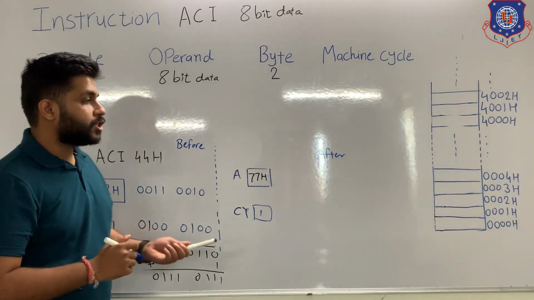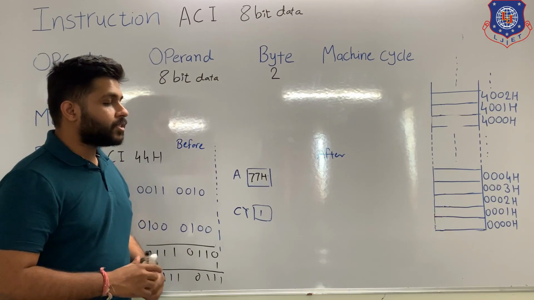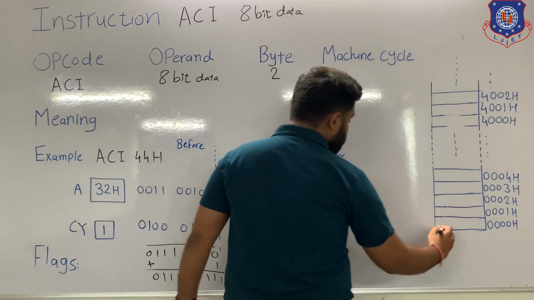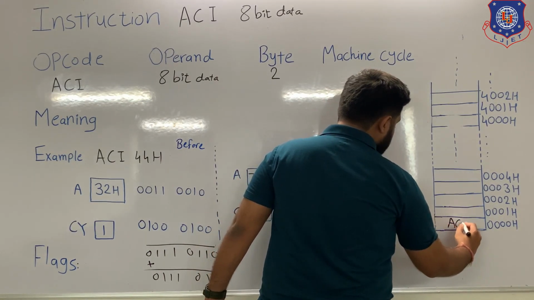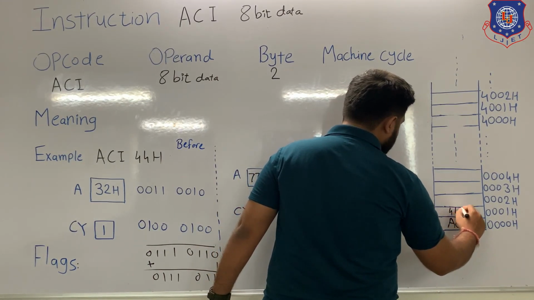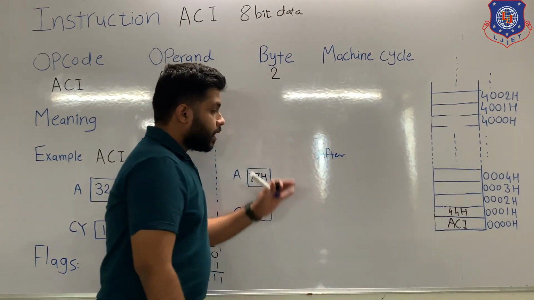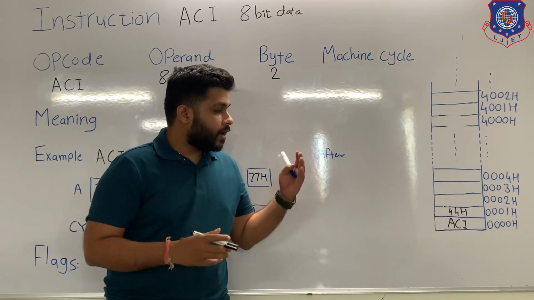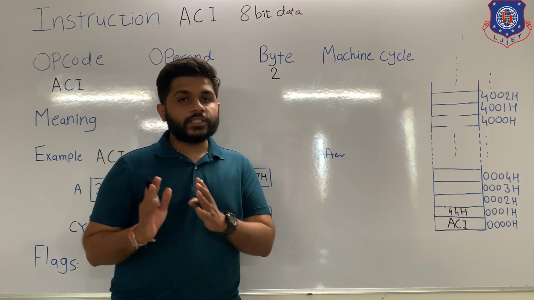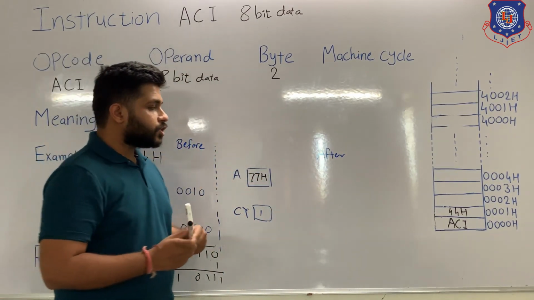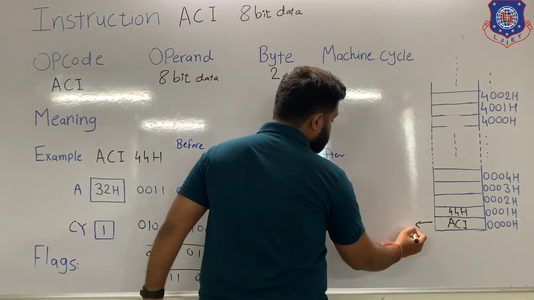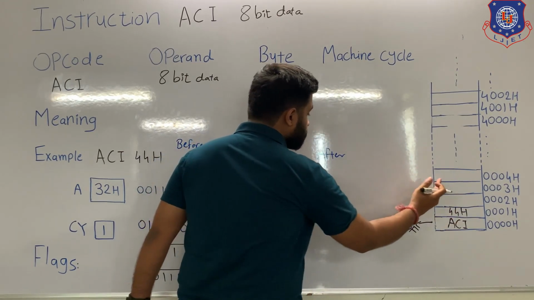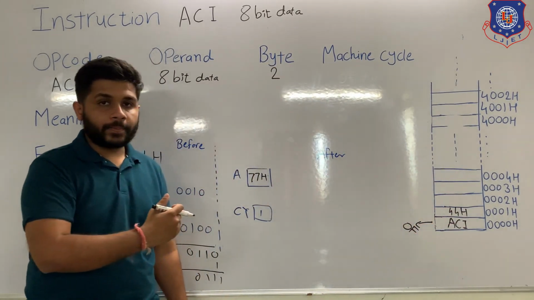Now let's see the machine cycle. Because this instruction is of 2 bytes, when this instruction is stored in the memory, it will occupy 2 memory locations. So in the first location, the opcode will be stored, and in the second location, the data will be stored. After the instruction is stored in the memory, the microprocessor will start doing its task, that is to fetch, decode and execute. To fetch the instruction, the processor will perform the first machine cycle, that is opcode fetch. When the microprocessor performs the opcode fetch, this opcode will be transferred to the microprocessor.